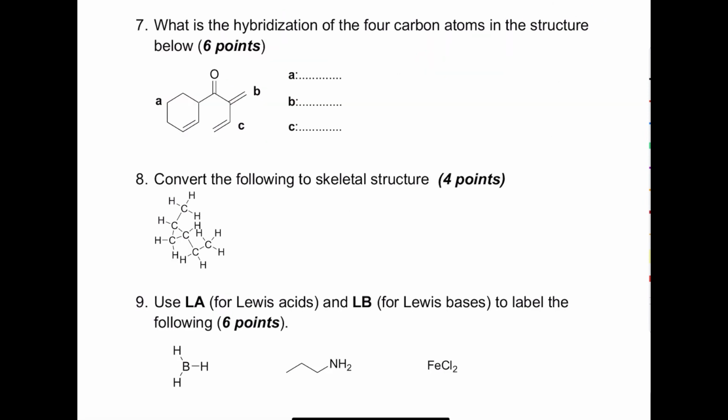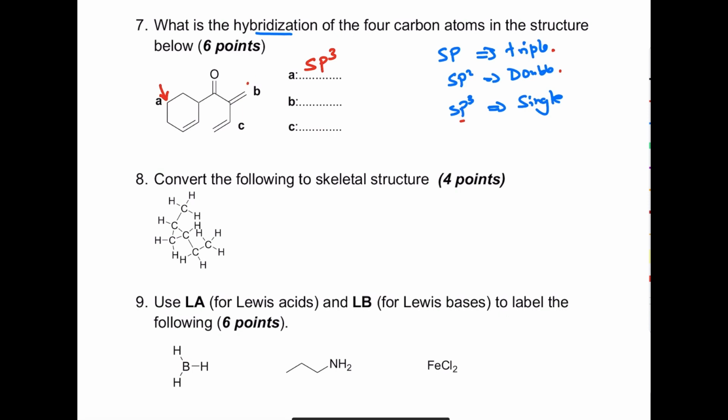Question number 7. What are the hybridizations? Anytime you see hybridization, you need to think about sp has 1 triple bond, sp2 has a double bond, and sp3 has a single bond. So what's the hybridization of the 4 carbons? If you look at carbon number A, that's this carbon, it does not have any double bond or triple bond, and therefore it's going to be an sp3 carbon.